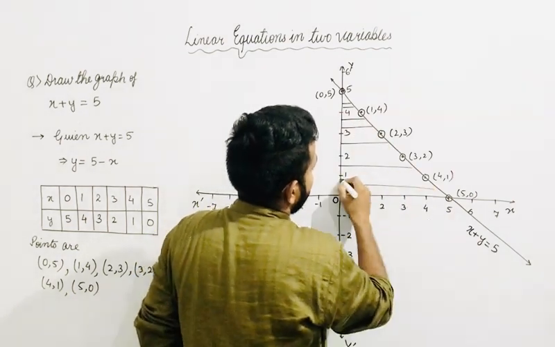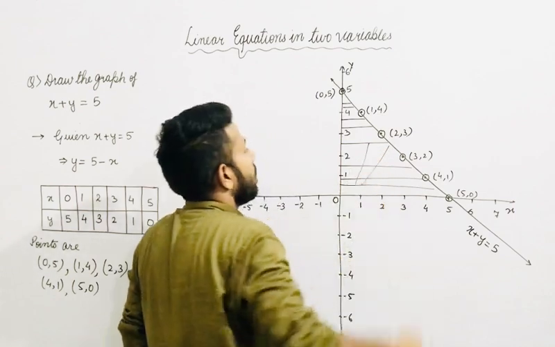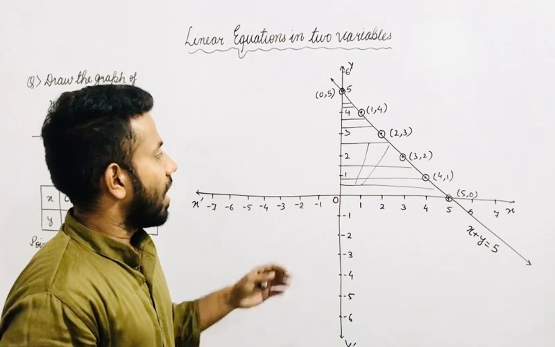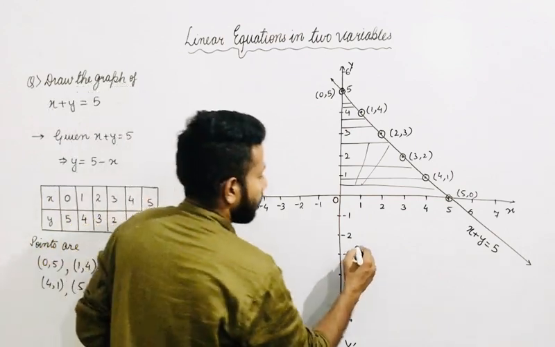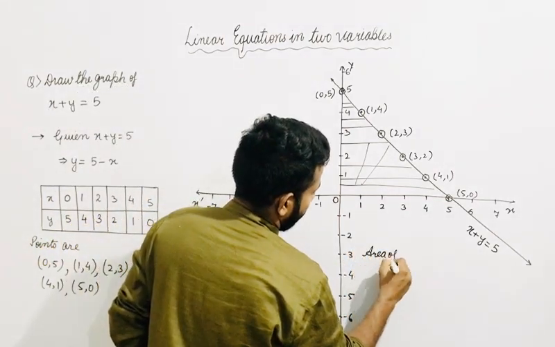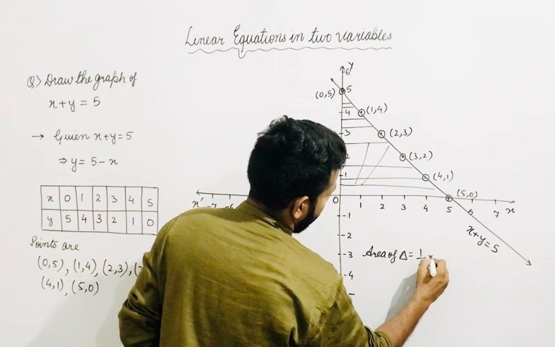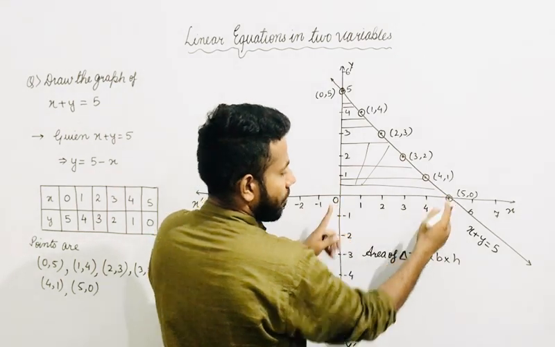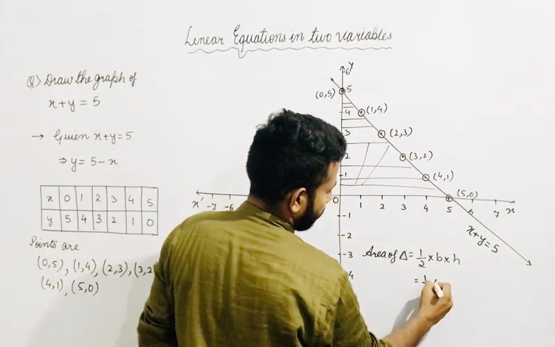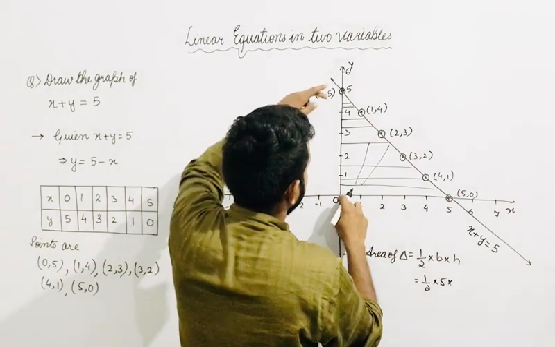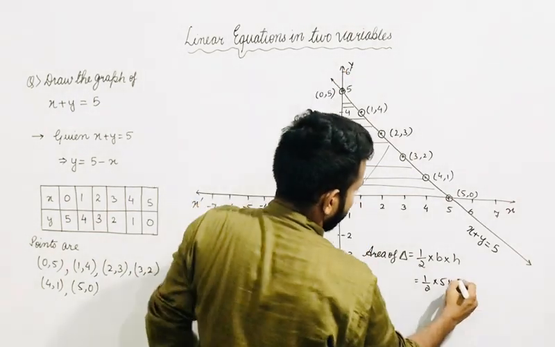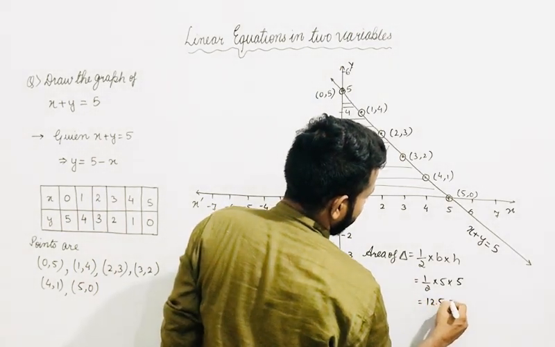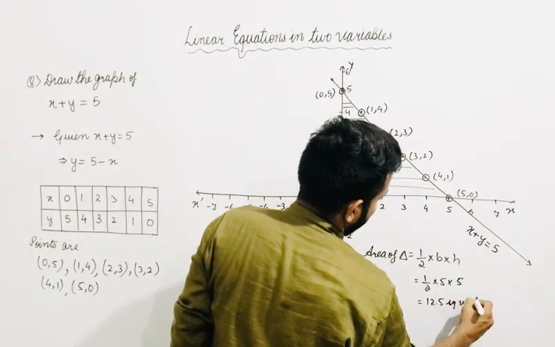If someone asks you what is the area of this triangle, how do you find the area of a triangle? That is half into base into height. So area of triangle equals half into base into height. What is the base? 5 unit. What is the height? That is again 5 unit. So the area is 25 by 2, that is 12.5 square unit.